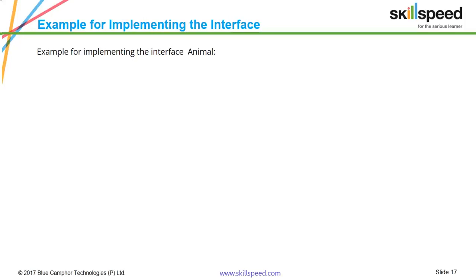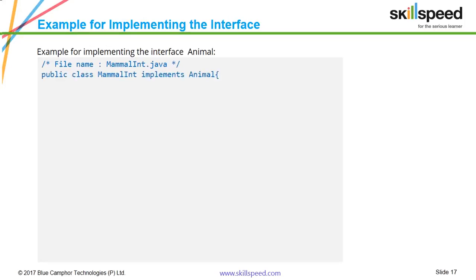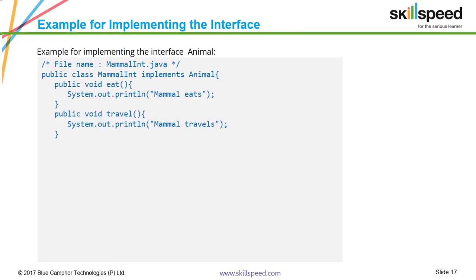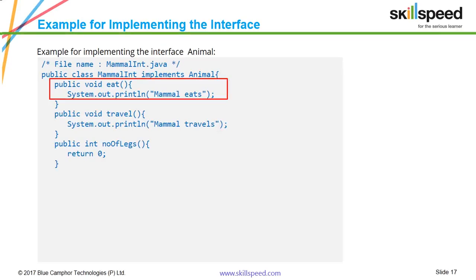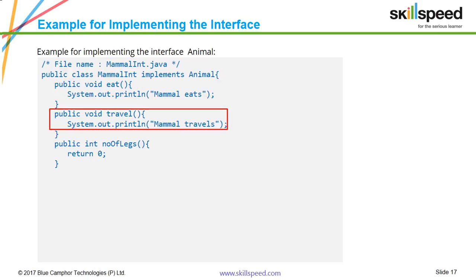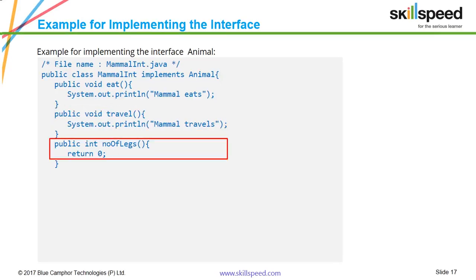Let us look at another example for the implementation of the interface Animal. The file may be named as MammalInt.java. Here we have the public class MammalInt implements Animal, inside which we have the implementation for the void eat, void travel and public int numberOfLegs methods. Public void eat contains only one print statement where we have the printing Mammal eats. Then we have public void travel, whose implementation contains only one print statement Mammal travels, and the public int numberOfLegs method has only one statement, return 0.